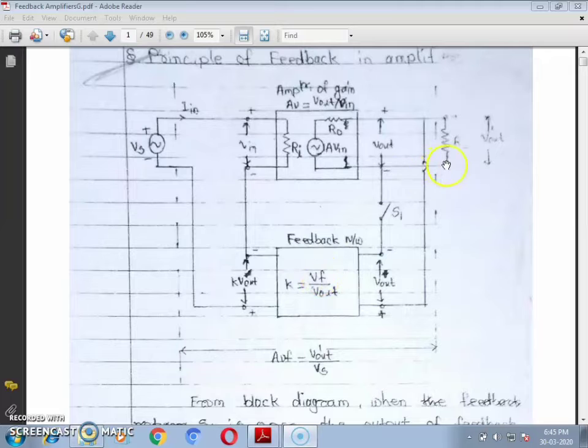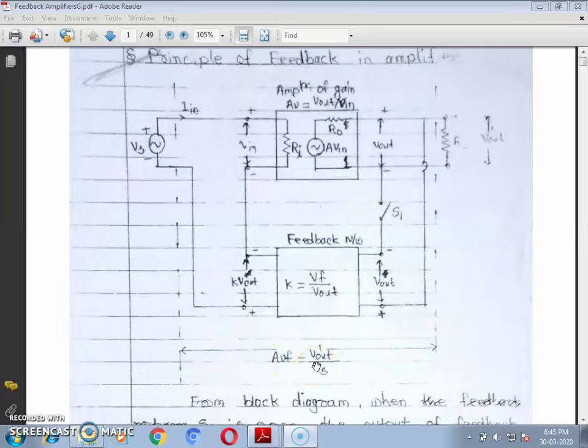So at that time, if the feedback network is coming into the picture, since switch S1 is closed, the output of that is labeled as Vout dash. And if you want to find out the gain of the system by considering the feedback, it is given as Vout dash divided by Vs, which we will label as the voltage gain with feedback.